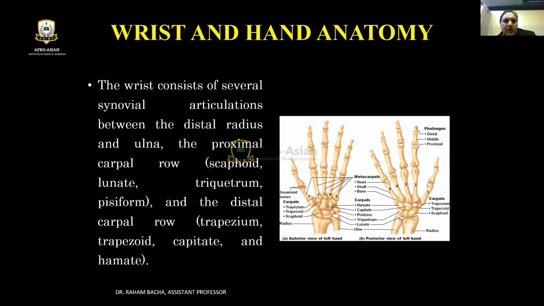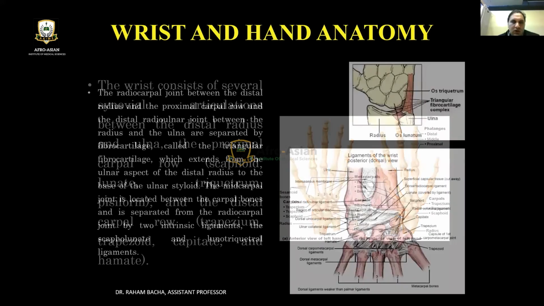So the wrist joint consists of several bony structures: the distal radius and ulna, the proximal carpal row, scaphoid, lunate, triquetrum, pisiform, and the distal carpal row, trapezium, trapezoid, capitate, and hamate.